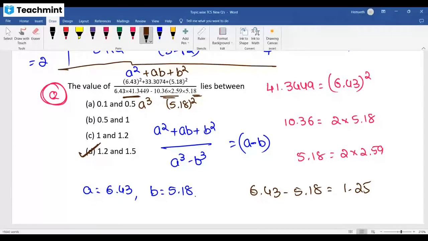So guys, sorry, this is 1 upon a minus b. Okay, correction: 1 upon a minus b. So when it is 1 upon a minus b, you will get 1 divided by 1.25. 1 upon 1.25 will be 0.8. Thanks for the correction, option B is correct. That's what I was expecting from everyone. Agreed. Option B is correct. Thank you all.